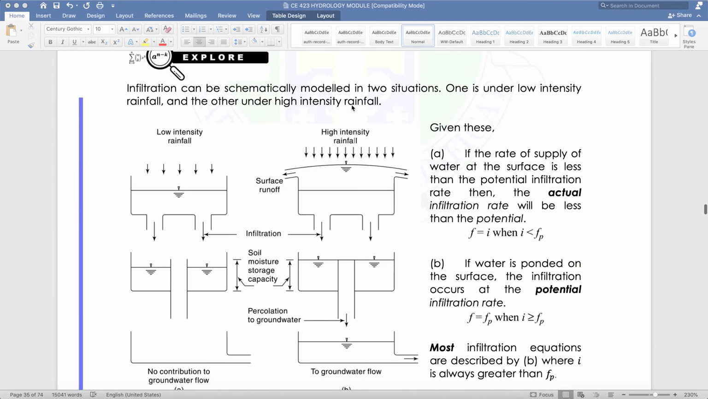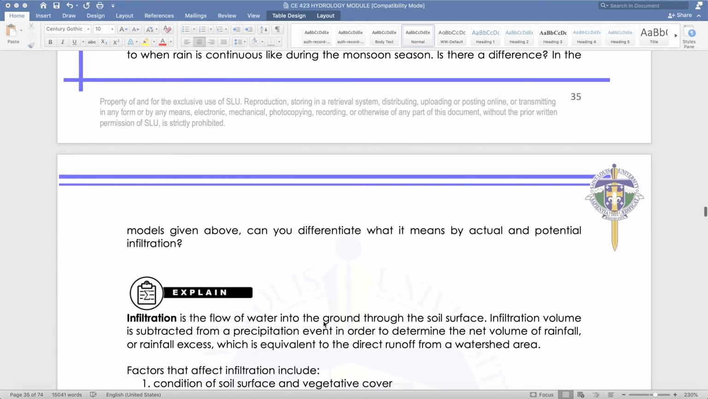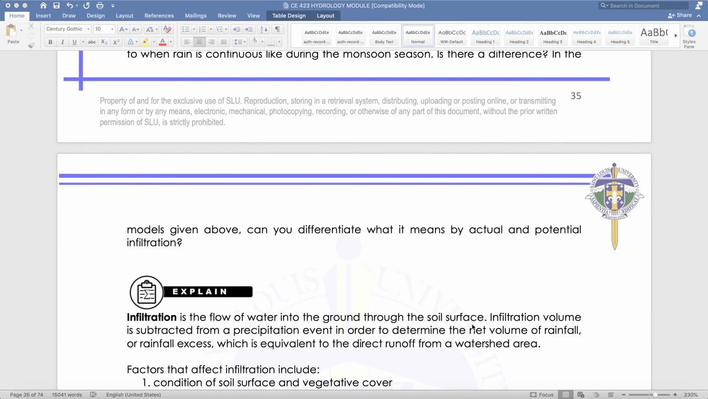So what is infiltration? Infiltration is the flow of water into the ground through the soil surface. Or in short, it is the process of the precipitate to penetrate our soil, to saturate our soil, and to navigate our soil particles, our rock surface through voids. Okay? Ito yung process kung saan nagna-navigate yung water particles natin sa ating subsurface.